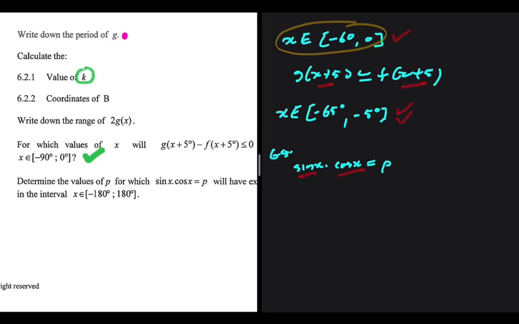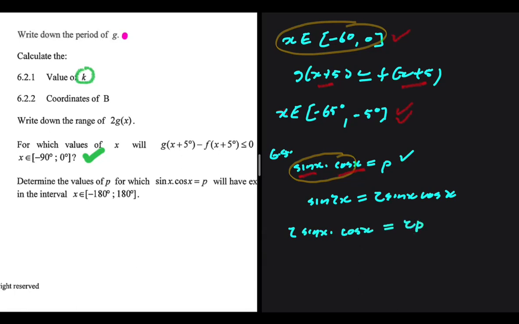Well, usually these questions are all related to each other. What do we have from our previous solutions or from our question that is very close to sine of x cos of x? Well, it is the fact that sine of 2x is equal to 2 sine of x cos of x. So what we can do to this equation, we can say 2 sine of x multiplied by cos of x is equal to 2p. We are multiplying by 2 on both sides.